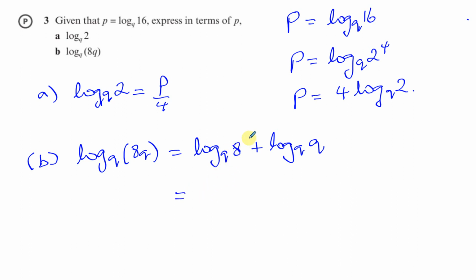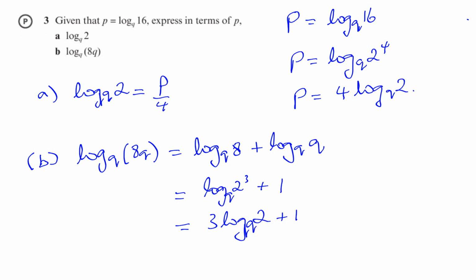Now I want to have this in terms of p. I can write log to the base q of 2 in terms of p, I guess. So what I could do is I could change this into a log to the base q of 2 cubed plus 1. So this is going to be 3 times log to the base q of 2 plus 1.